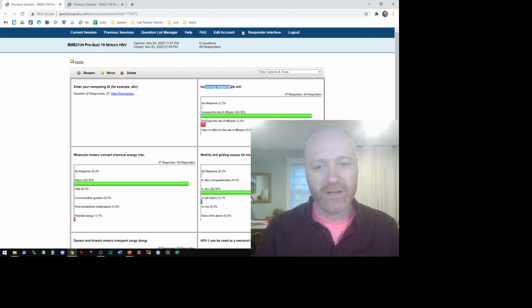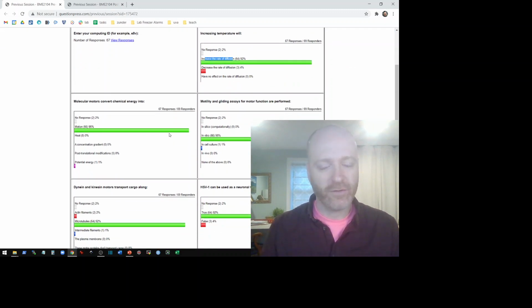Question number one, increasing temperature. So we were talking about diffusion and the need for cargo transport. So this is a question about diffusion. Increasing temperature will increase the rate of diffusion. That's if you increase the temperature, things will move around faster, and generally things will diffuse faster as well.